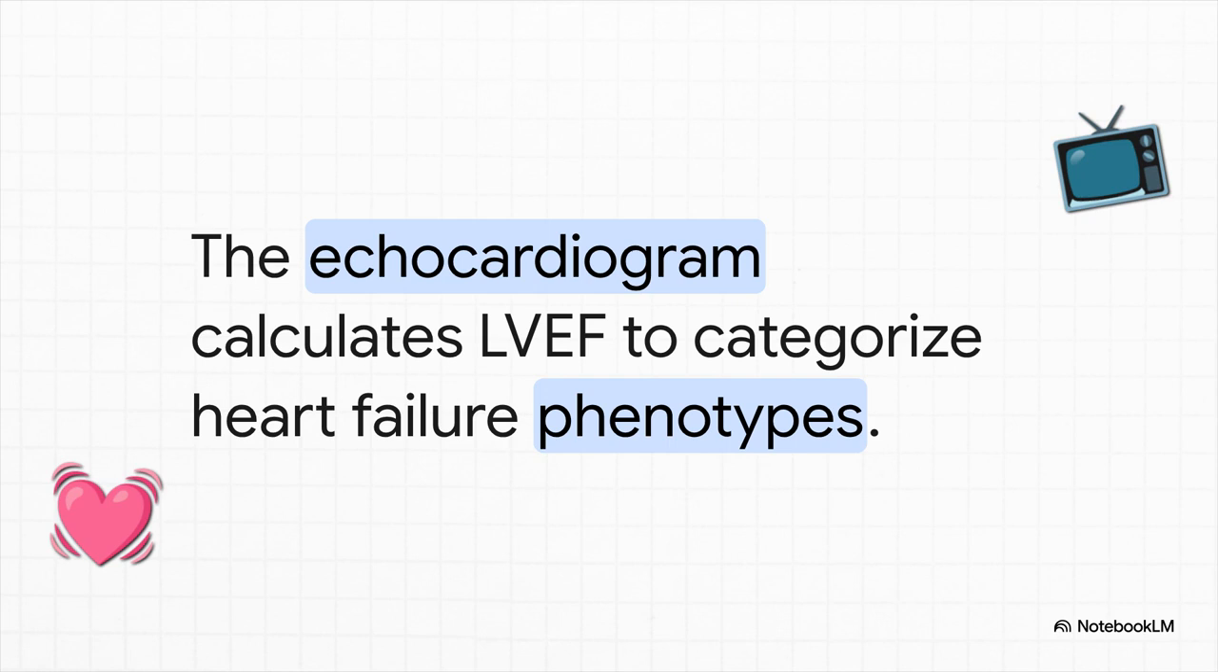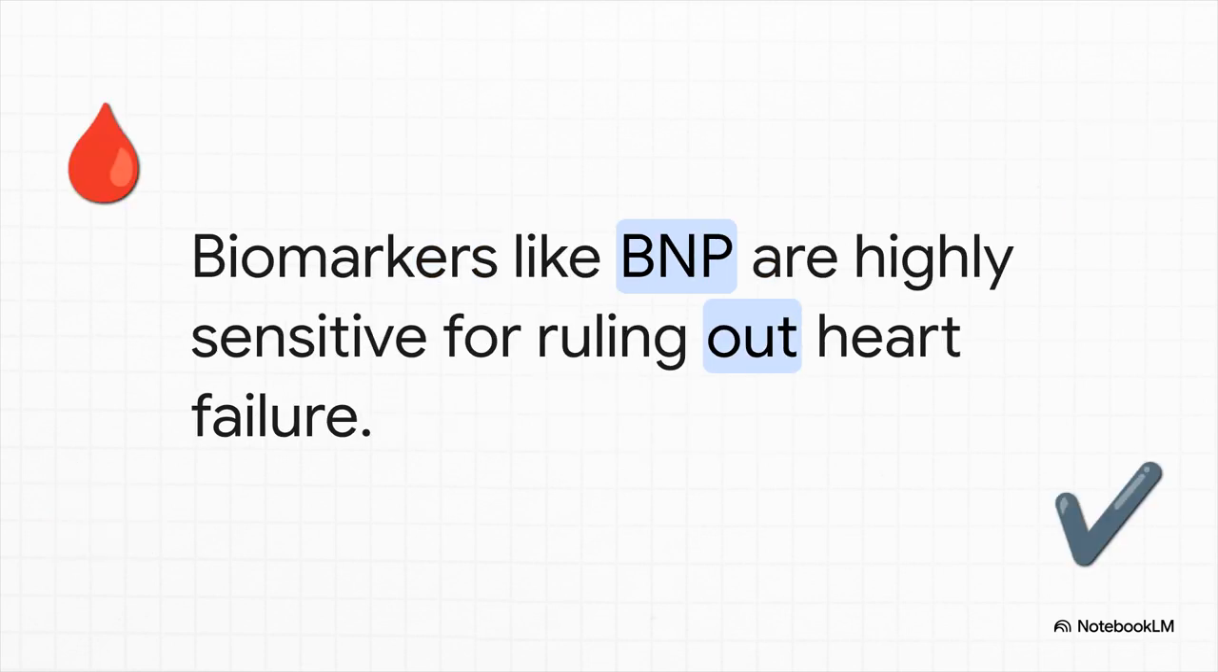The echo is the gold standard because it so rapidly evaluates ventricular size and calculates the left ventricular ejection fraction. This is what gives you that definitive categorization, dropping the patient into the bucket of heart failure with reduced, mildly reduced, or preserved ejection fraction. We're also drawing biomarkers, specifically those natriuretic peptides, BNP and NT-proBNP. These are released when the heart wall is under stress.